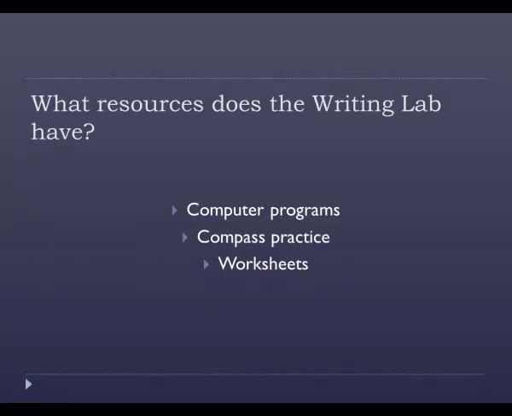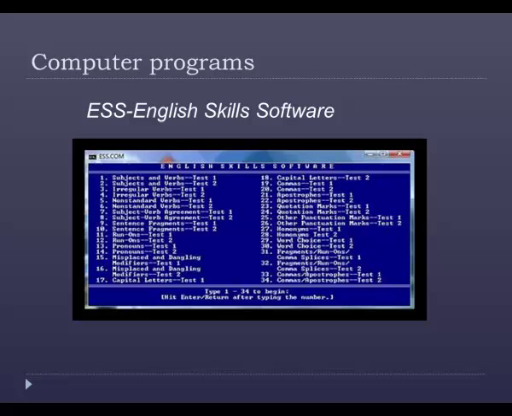What resources does the Writing Lab have? We have computer programs, compass practice, and worksheets. This is a sample of one of the computer programs we have, ESS, or English Skills Software. This is one of our most easy to use grammar programs. When you open ESS, this is the first screen you'll see. This screen has a list of all the grammar topics that you can review and practice in this program.